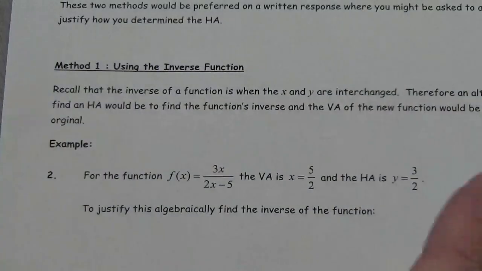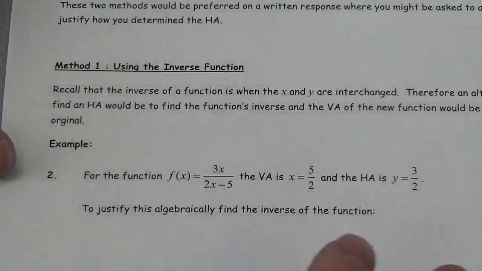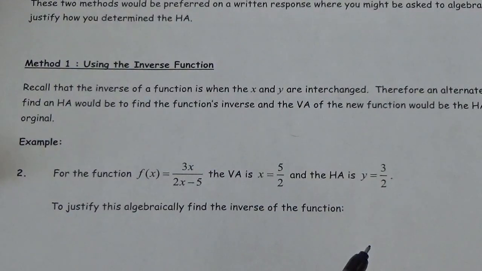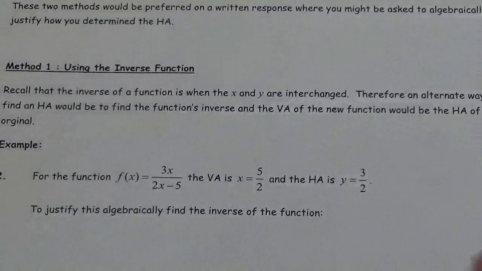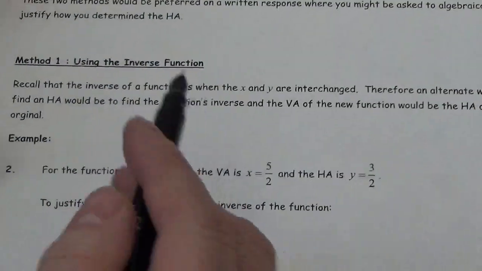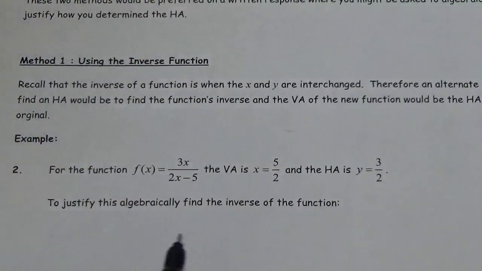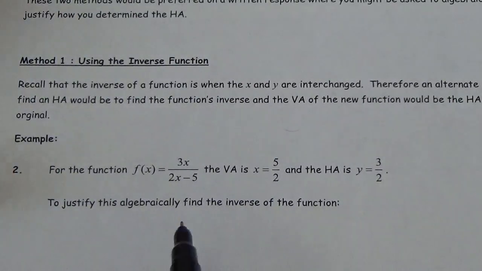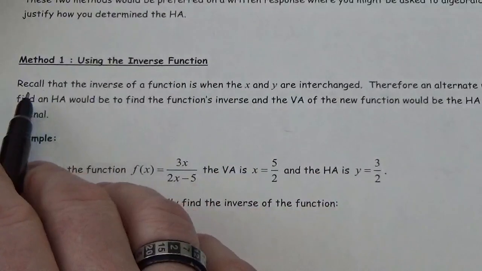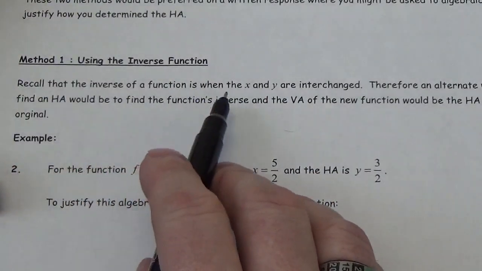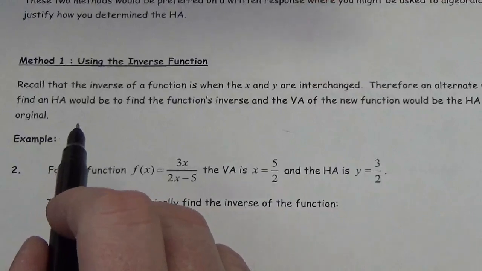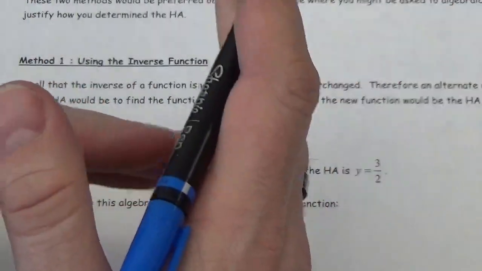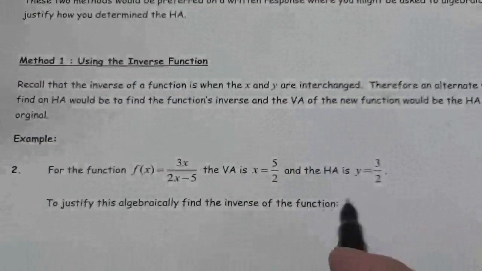Okay, everybody, there are 2 methods that we will accept for algebraically finding the horizontal asymptote. Personally, I like this method better. I think it's clever, and I can follow it quite easily. We're going to use the inverse function. Recall that the inverse of a function is when the x and the y are flipped. That means the horizontal and vertical properties get flipped when you're finding an inverse.